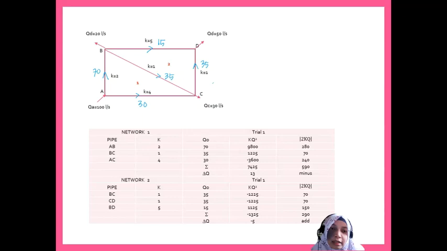And we have to divide this network into network 1 and 2. In point B, the Q out is 20.